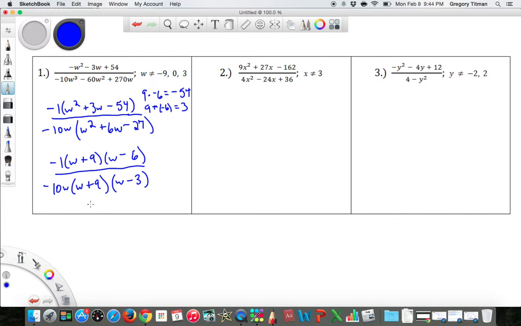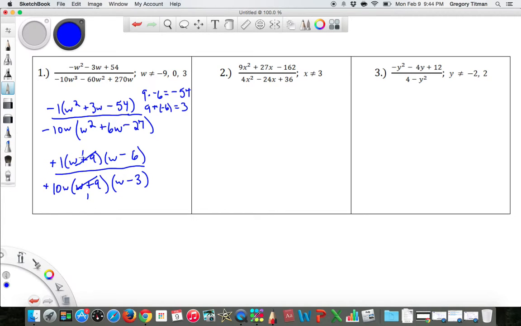Now that we've written this expression, with the numerator and the denominator factored, we can reduce and cross out any common factors. Looking here first, -1 over -10, well, a negative divided by a negative is positive, so that reduces to positive 1/10w. w plus 9 over w plus 9 is going to reduce, those are just going to simplify to 1 over 1. And that's all that simplifies.